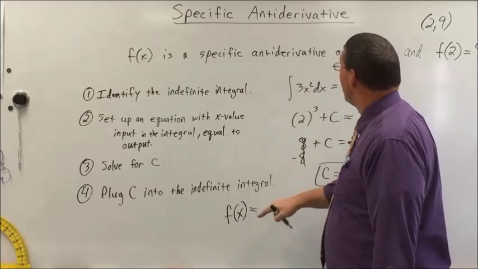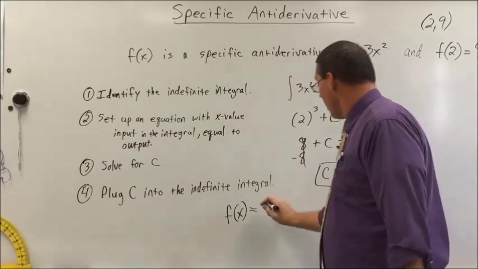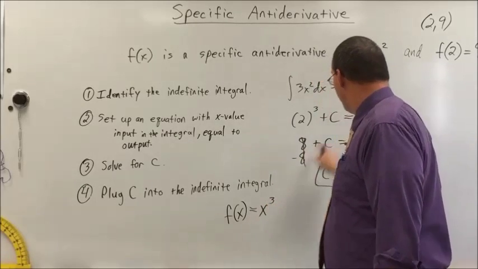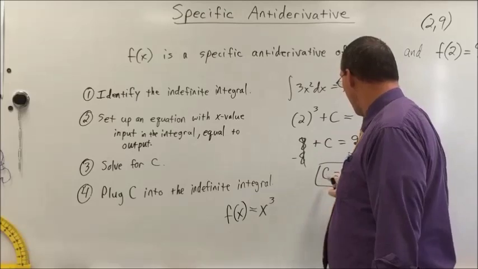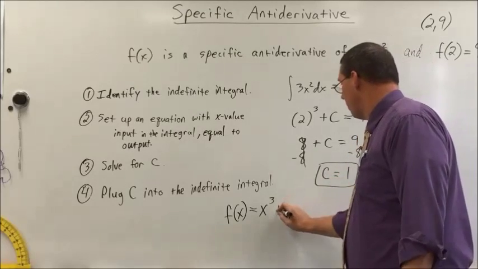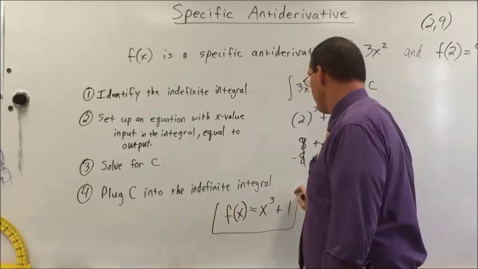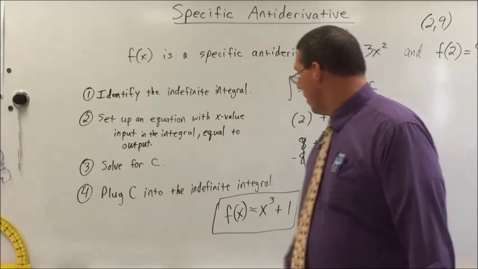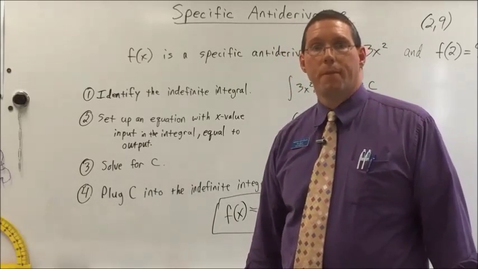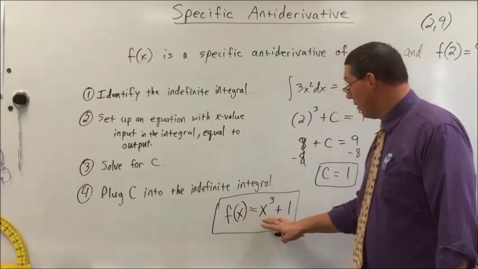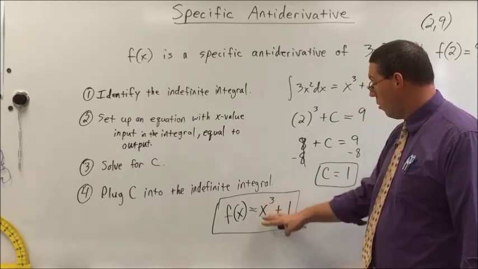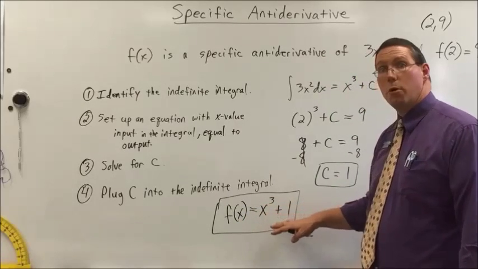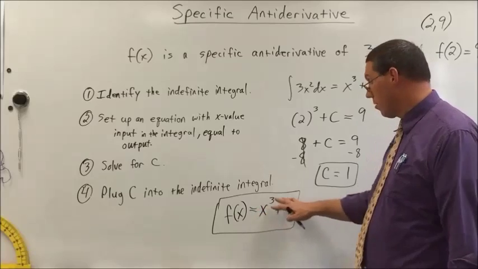The antiderivative of 3x squared is x cubed, and we would put plus c, but now that c is equal to 1, we're going to put plus 1, and that's our final answer. So f of x is x cubed plus 1. And this is a specific antiderivative. This is very specific. There is no variable, there is no plus a constant in here.